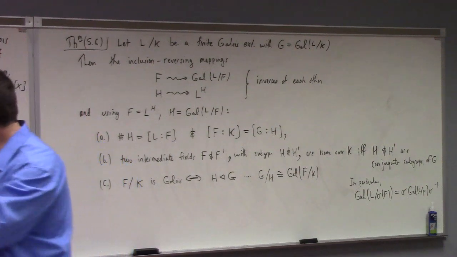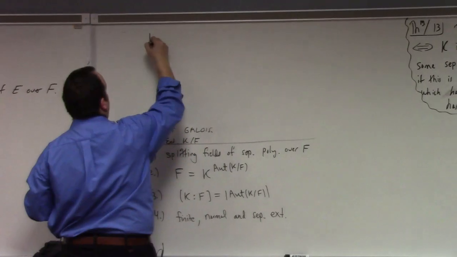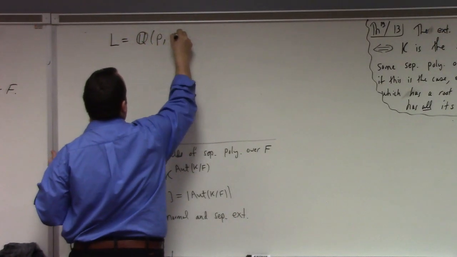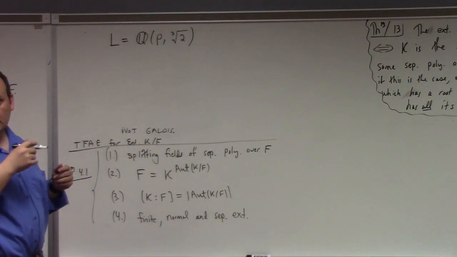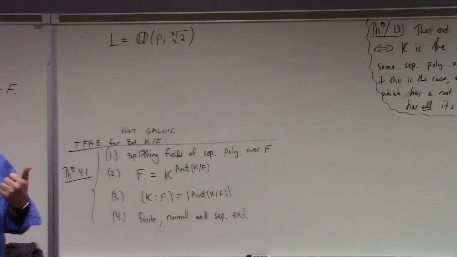So, let me just throw up, unfortunate choice of words. Can you guys help me out? What's the lattice diagram for the splitting field? If we look at L equal to Q adjoin rho and the cube root of 2, this is a splitting field for x cubed minus 2, right?